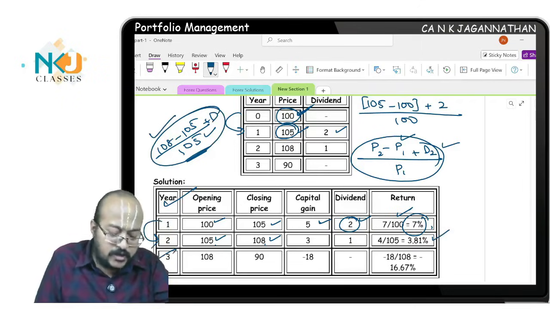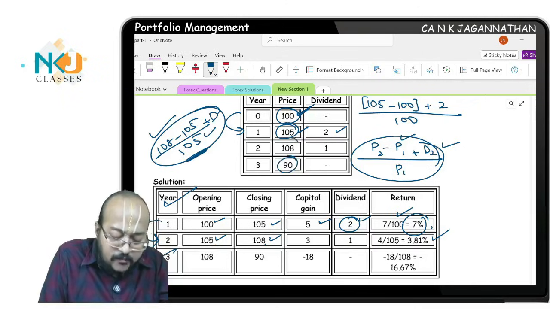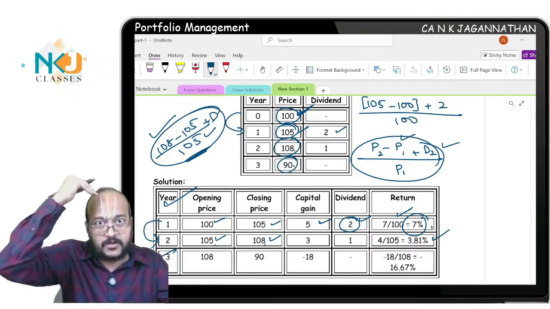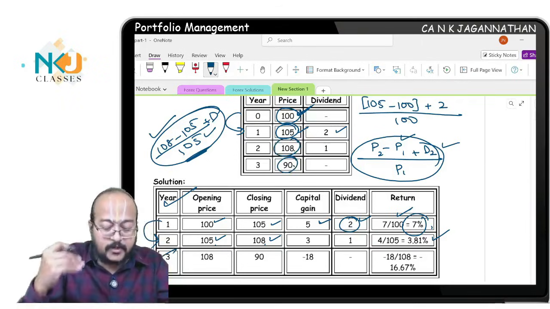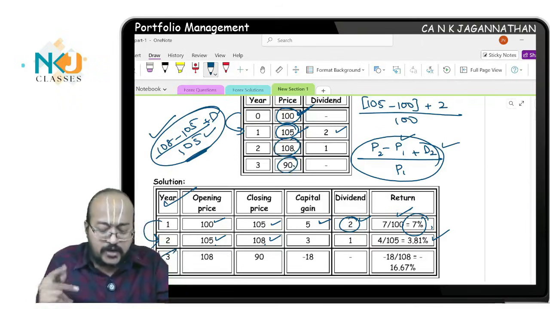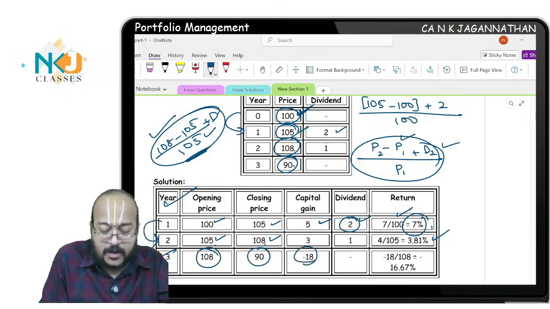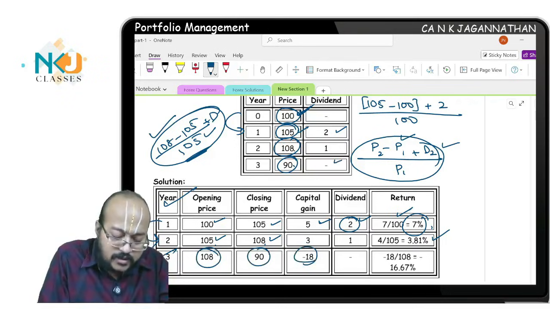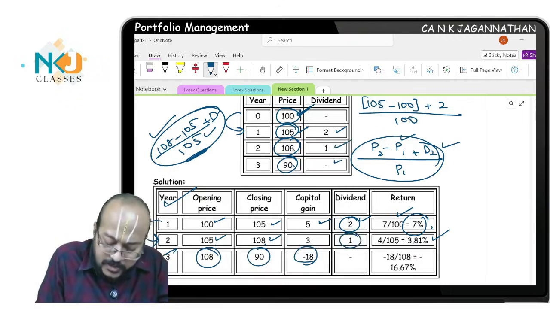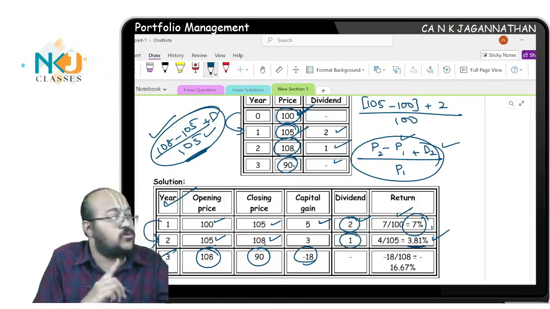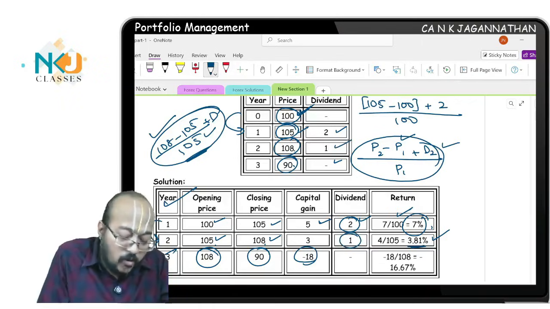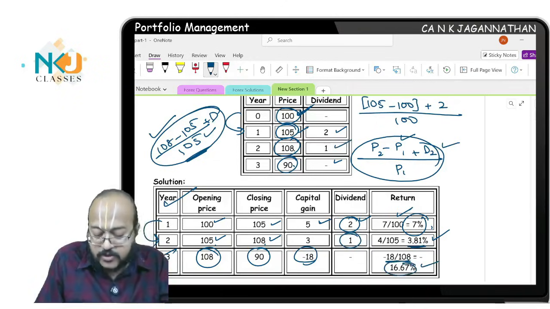Are you understanding? Next, third year return, how will you compute? In the second year the price was 108, and in the third year the price is 90, which means the price fell, so it is a capital loss: 90 rupees minus 108. How much is that? 18 capital loss. Any dividend? Nothing, the third year dividend is not there. The second year dividend was 1 rupee, giving 3.81%. Now for the third year, 18 capital loss, no dividend. Hence 18 divided by the opening price 108 will be the return, minus 16.67%.